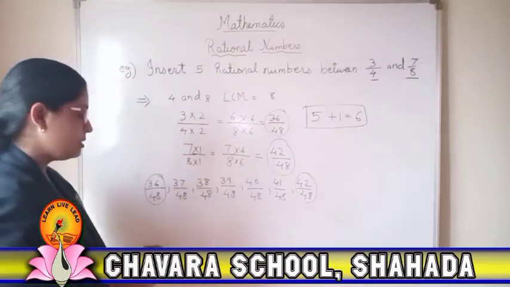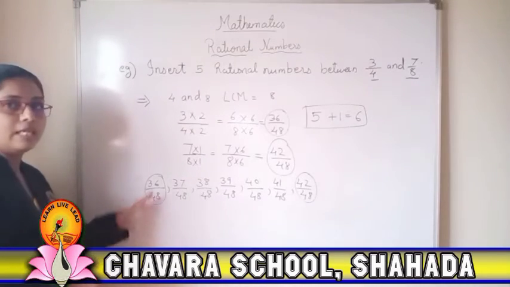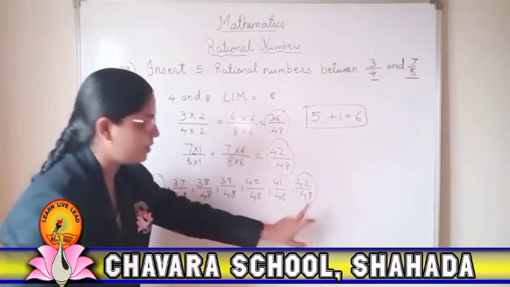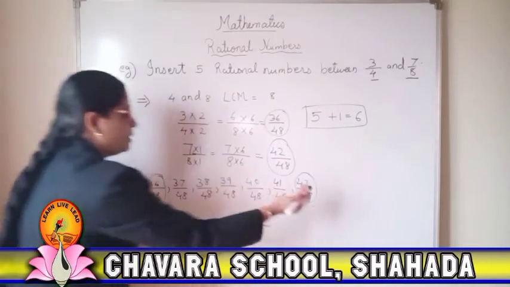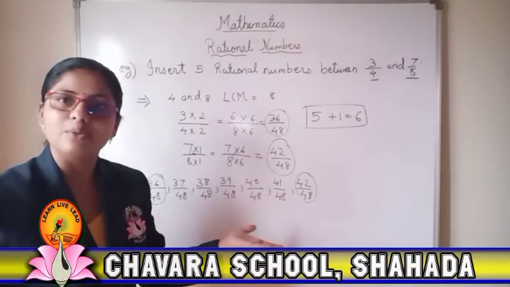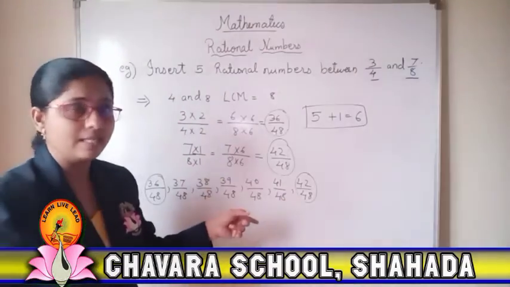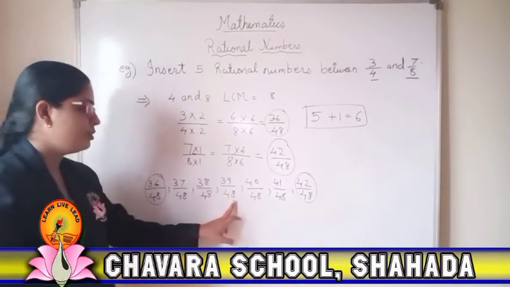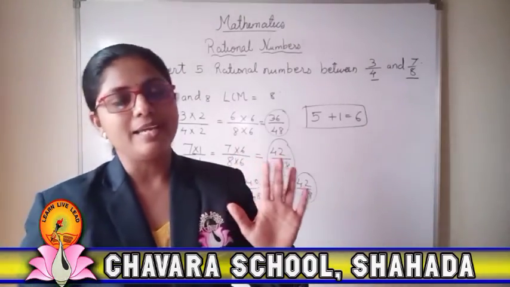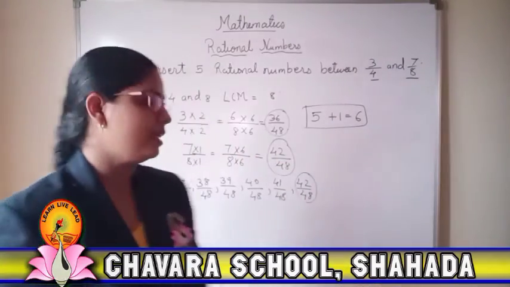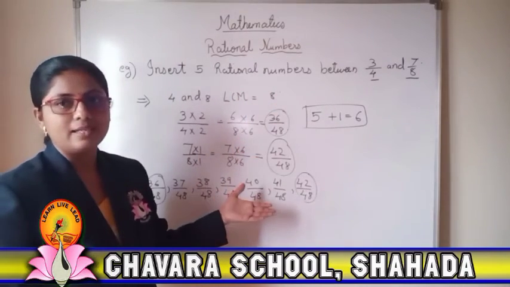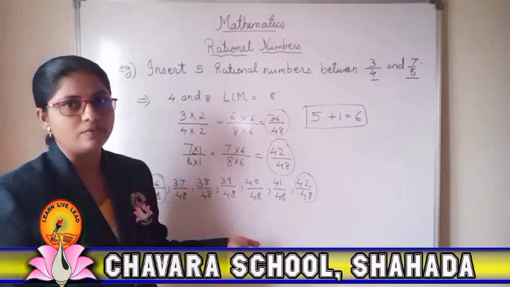Okay, now just have a look, everyone. Here 36/48 and 42/48, you can see. Whatever numbers are in between, those are our answer. Count how many numbers there are: 1, 2, 3, 4, 5. How many numbers did we want to find? 5. We got the rational numbers between these two numbers. So it is a simple procedure. You can go for it and solve it.